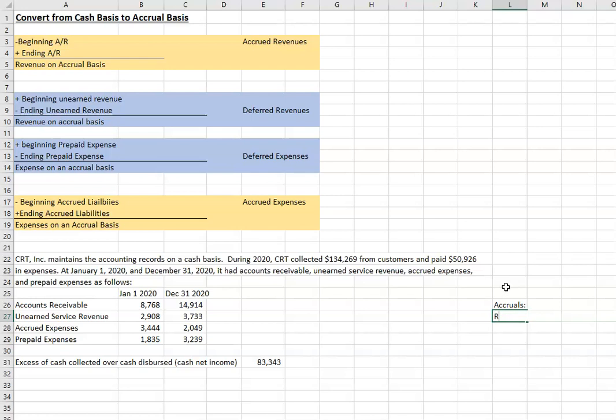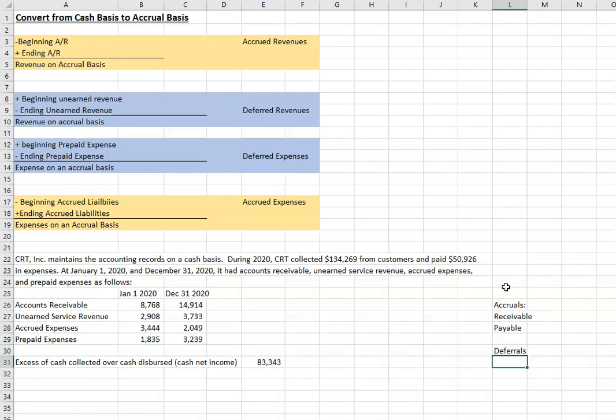So it will always be some type of a receivable because they owe us the money. The other option is that we have an expense that has been incurred, so that has happened, but cash hasn't changed hands. That means we owe for it, which means that it will be some sort of a payable.